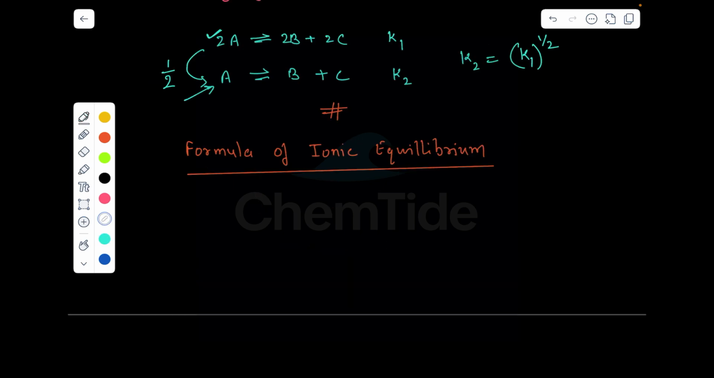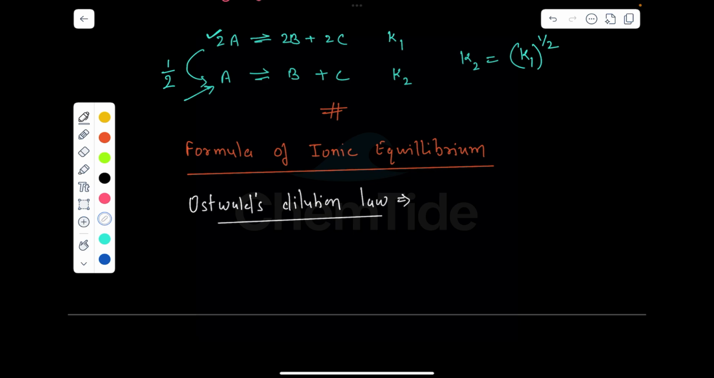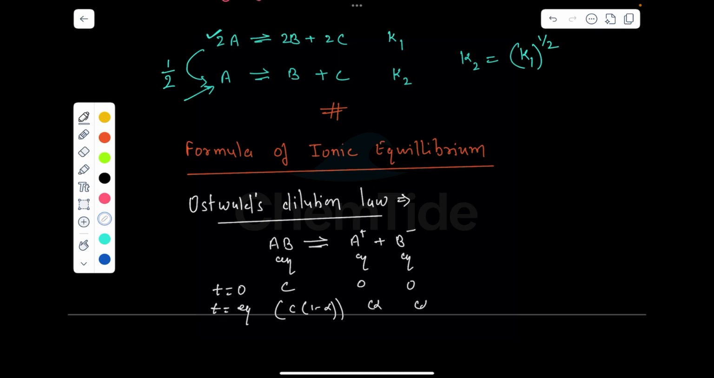Now the formulas of ionic equilibrium. First we have the Ostwald dilution law. Ostwald dilution law suggests that on dilution the degree of dissociation increases. So if I use any binary weak electrolyte, it will convert into A plus and B minus. At the initial condition it is C, and at equilibrium it becomes C(1 minus alpha), and C alpha and C alpha.